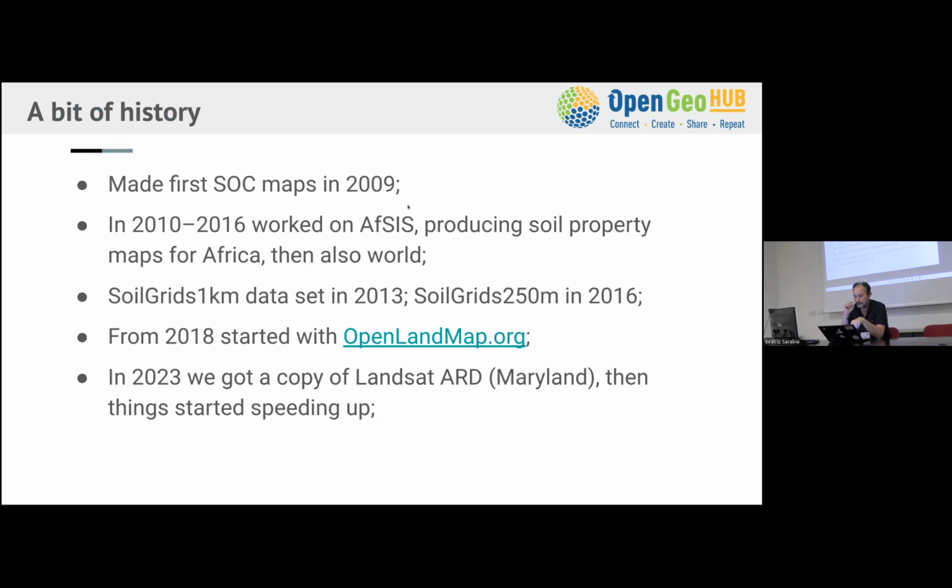But I started in 2013. They wanted 100 meter, but by 2013 I noticed that 100 meter already seemed like a big data problem. So I said I want to do 1 kilometer, and I made SoilGrids at 1 kilometer. And Milan here helped develop a front end.